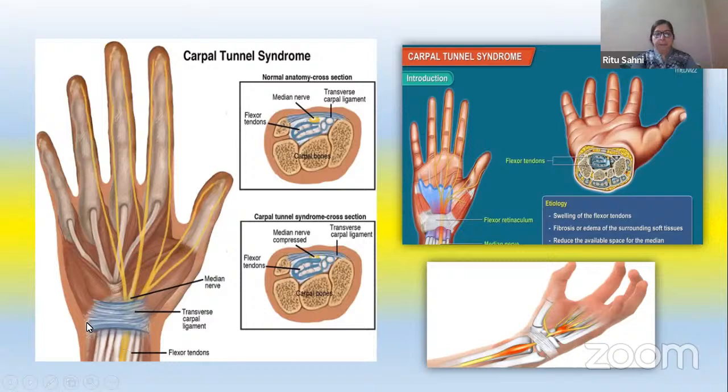If there is entrapment of the nerve, either because the nerve is enlarged or because of tightness of these tendons, the pathway is blocked, so the nerve cannot glide. Here there is also swelling of the flexor tendons and edema in the surrounding soft tissues, which reduces the available space for the median nerve.